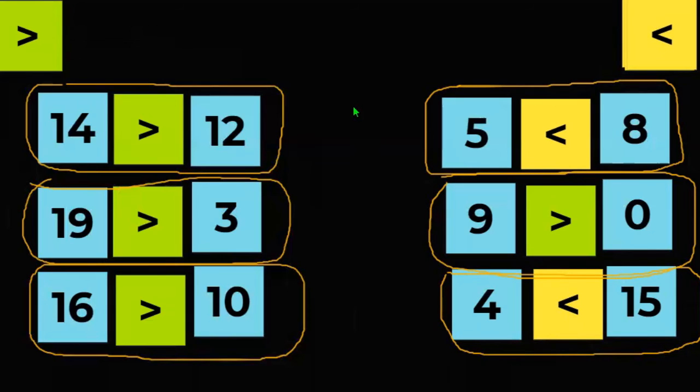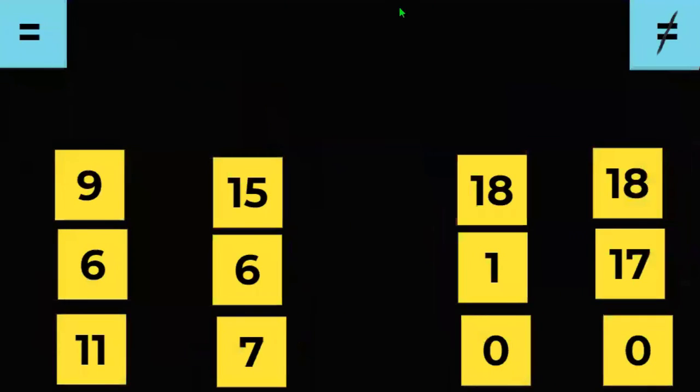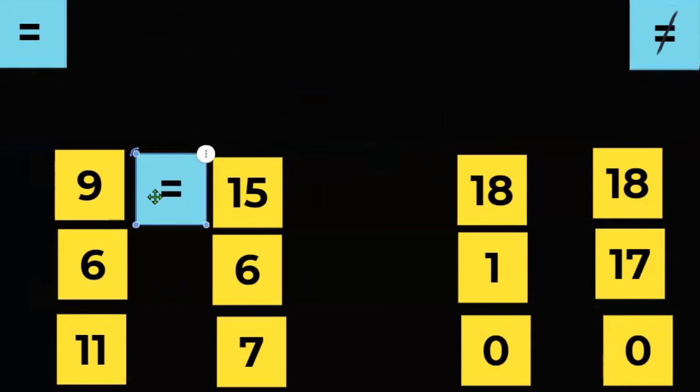Beautiful. We're not done because now we're going to be using the equal to sign and the not equal to sign. And we remember that we use the equal when both numbers are the same and the not equal when the numbers are not the same. Now, 9 and 15 are not the same. Therefore, we have to place between them the not equal sign. And it reads 9 is not equal to 15. What about the next one?